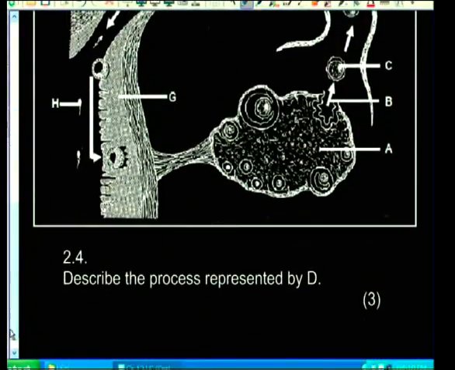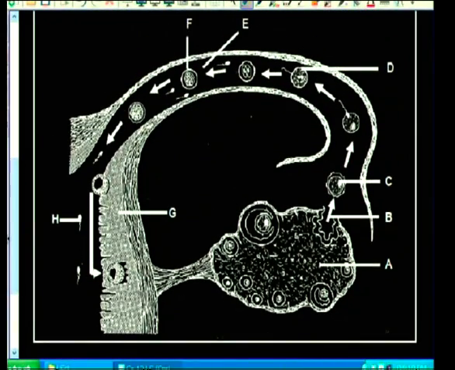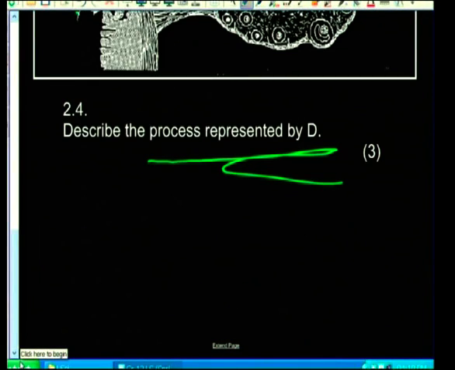Describe the process represented by D. D, there you can see what's happening there. Now look very carefully what's happening. There's an egg and there's something penetrating the egg there and going inside. Obviously, we have sperm, we have egg, we put them together. The process is known as fertilization.